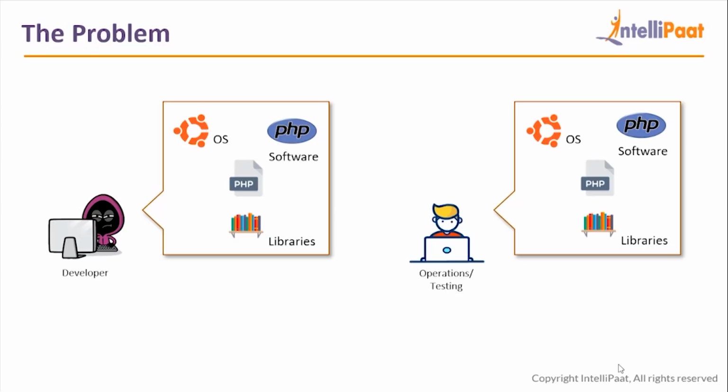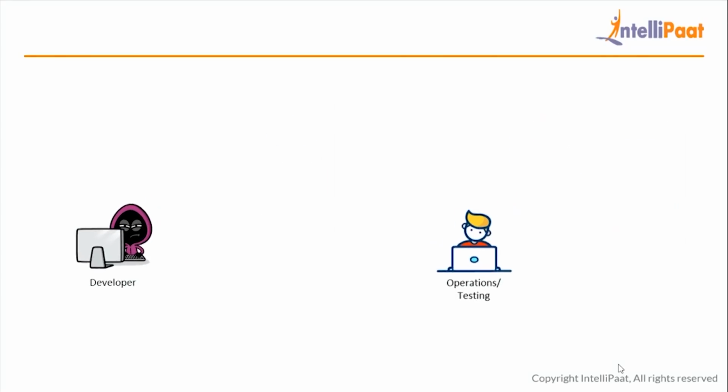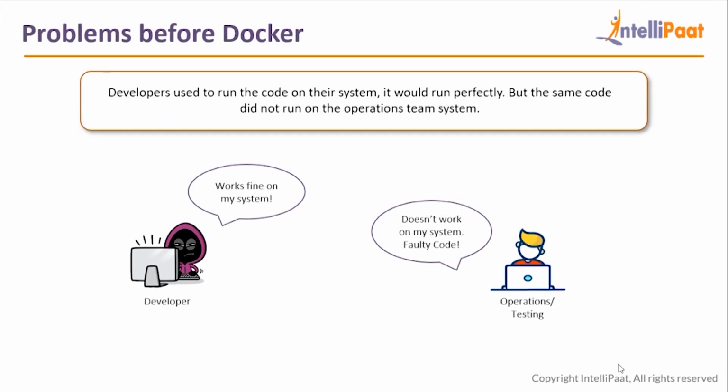Now he tried his best possible judgment in it and he installed the PHP software. He installed the libraries, he installed the OS, but still the problem was the ops guy couldn't make the file run. And he came to a conclusion that the code is faulty. But the developer says it ran fine on my system. It's your system which has the problem, so fix it by yourself.